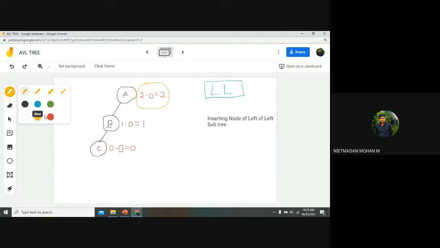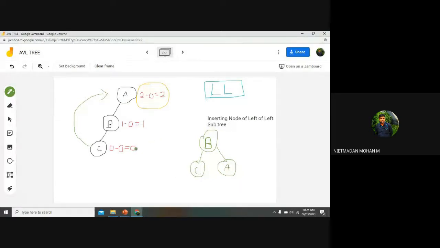For this, I am rotating the tree to the right hand side. After rotating, the values will be like this: B, C, and A. So this is the rotation technique. It will also work when you are going with numbers, which we will discuss in an example. So, since it is a left subtree insertion, it will be rotated to the right hand side to make this a balanced binary tree.